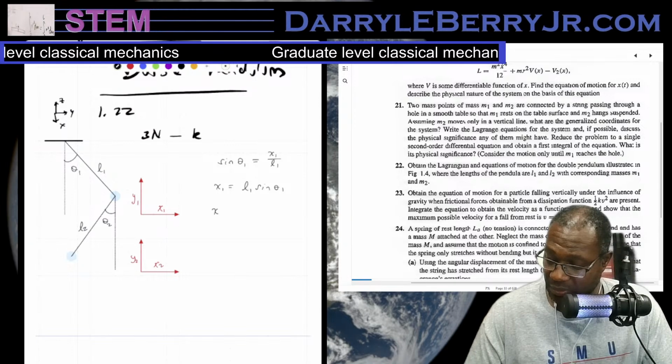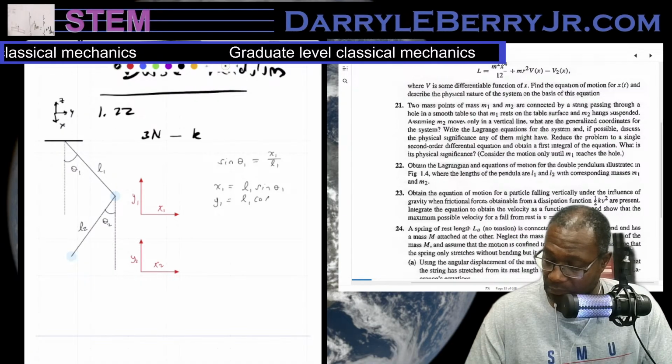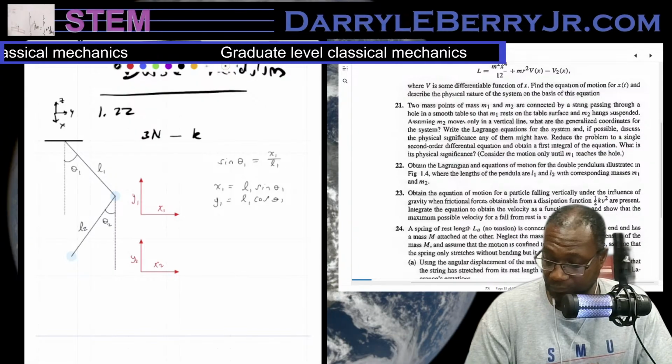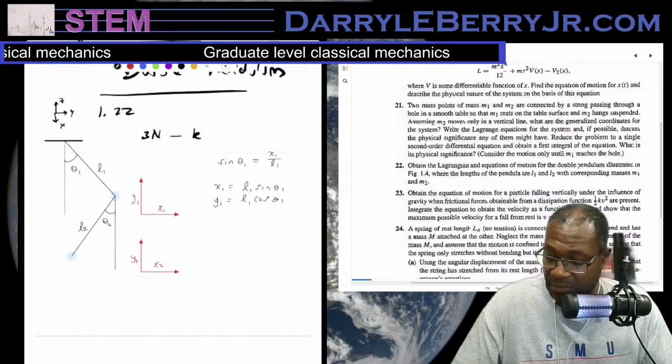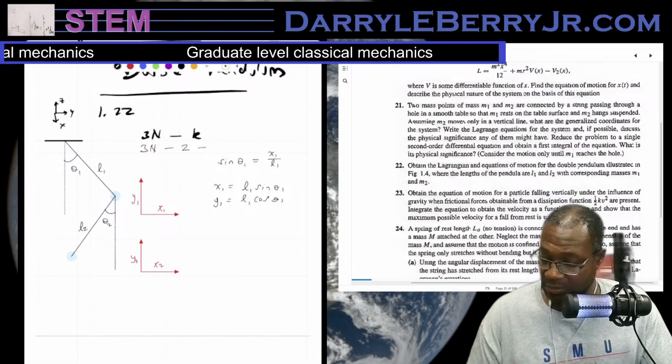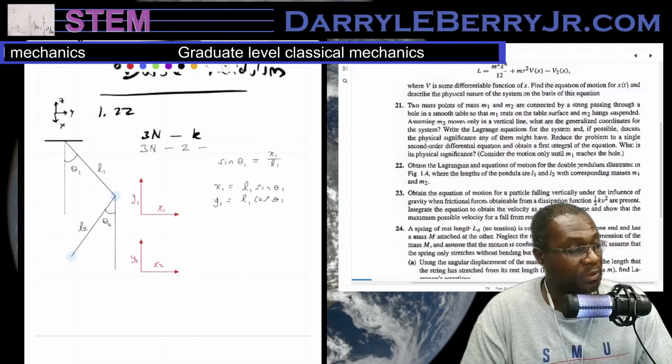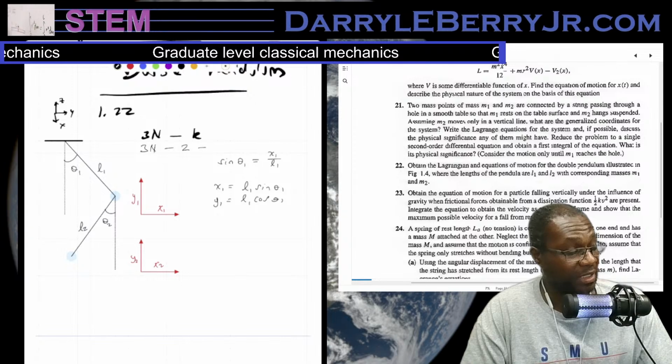And by the same token, y1 equals L1 cosine theta 1. So those are two constraints. So this is going to be 3n degrees of freedom minus 2. And we could also look at the constraints on the second pendulum.